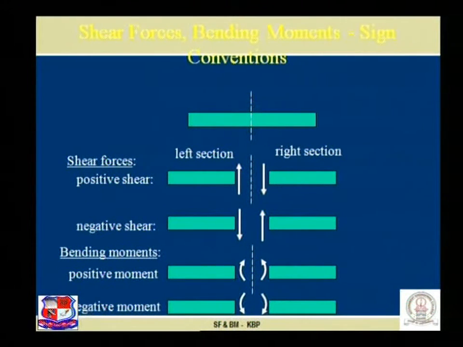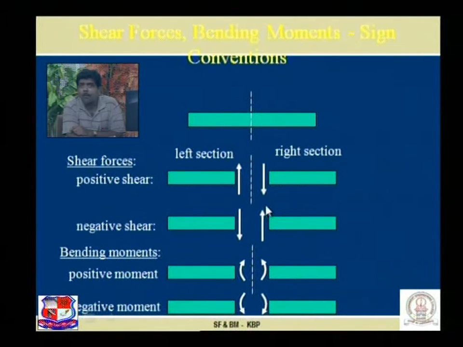Sign convention for shear force and bending moment. This is a beam which has been given to us. Let us take a section over here. Then, section left upward force or section right downward force is treated as positive. This is my sign convention, and with this sign convention I am taking this as a positive shear force. Opposite to that, section left downward or section right upward is taken as negative shear force.